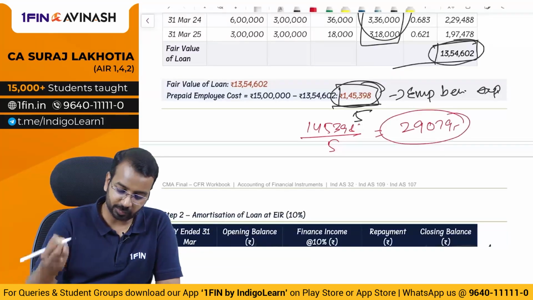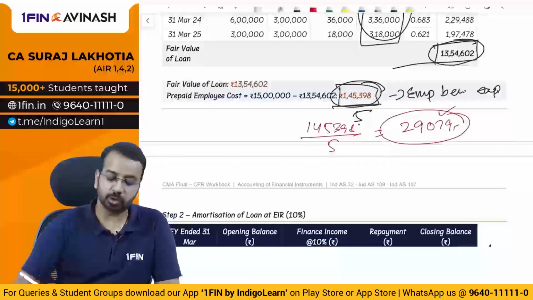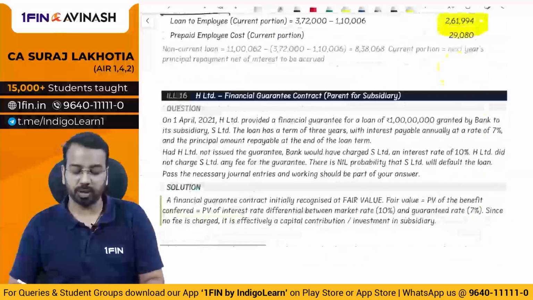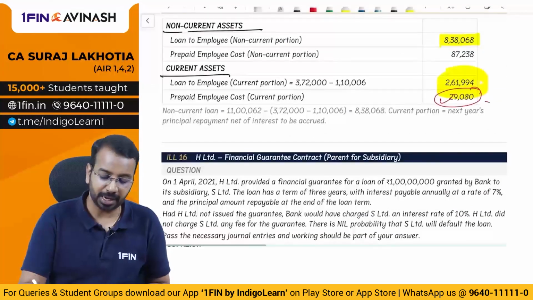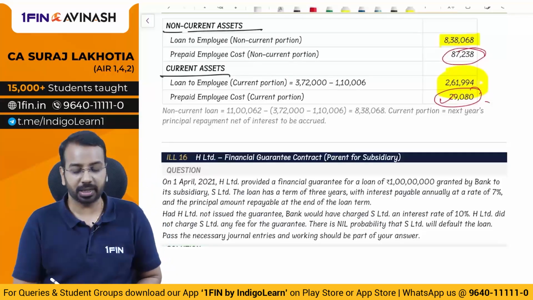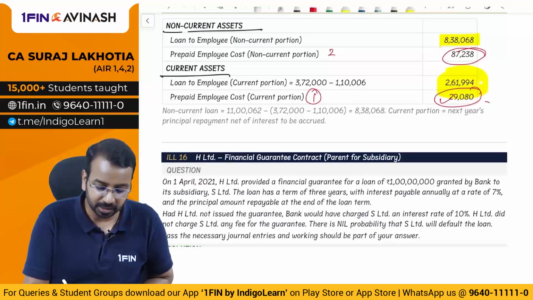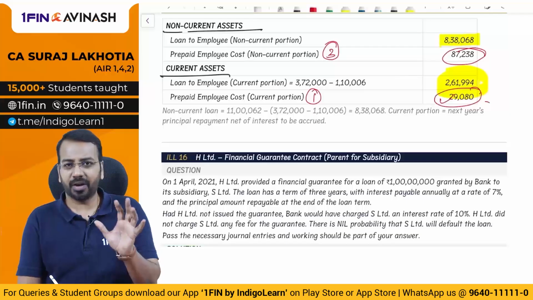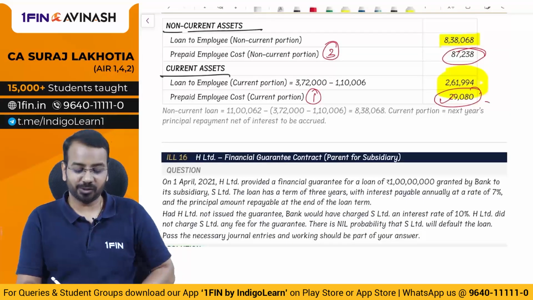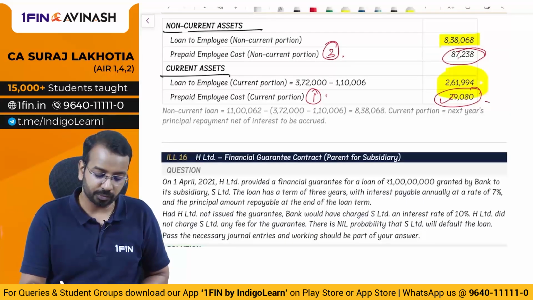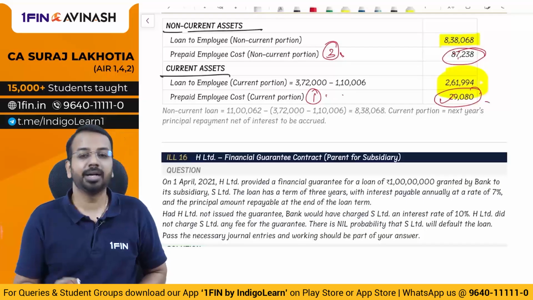29079. First year this much will be written off. Next year also 29079 will be written off. So 29079 or 29080 is current and the balance amount is non-current. So 1 year portion is current, 3 year portion is non-current. But sir, there are 5 years, no, 1 year is already completed. So 3 year portion non-current, 1 year portion current.